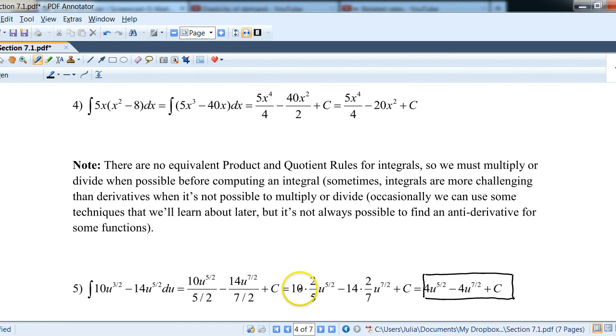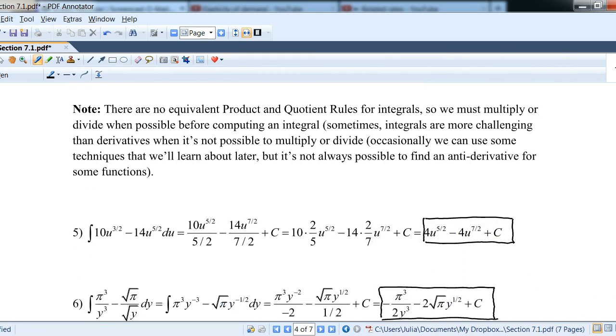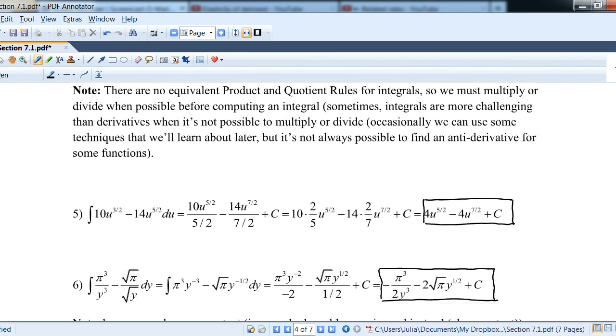Notice how I pulled the 10 out because you want to divide by fraction. I flipped it, make it 2 over 5. So it's 10 times 2 over 5. Notice how 10 and the 5 will cancel. That will give us 2 times 2. That would be 4. Same thing with 14 and 7 cancels, giving us 2 times 2. That would be 4 again. So we'll get 4u to the 5 halves minus 4u to the 7 halves plus a constant. So it works very similar. This may seem like a complicated problem.